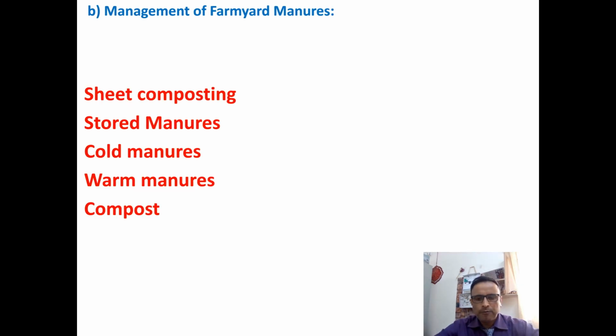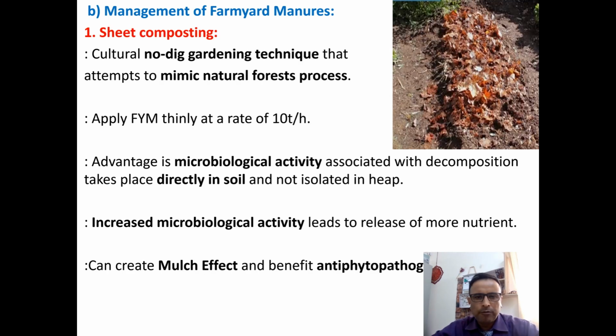Management of farmyard manures can be done in different ways, depending upon your need. You can create an aerobic atmosphere, an anaerobic atmosphere, or both in the manure. There are different ways of doing it. One of the basic techniques of farmyard manure management is the no dig gardening technique, also called sheet composting, in which the farmyard manure is kept and allowed to interact with the soil, and this interaction helps in creating a mulch effect.